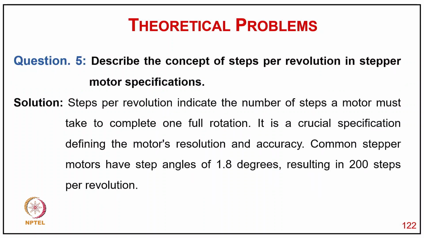Now question 5, describe the concept of steps per revolution in stepper motor specification. The steps per revolution indicate the number of steps a motor must take to complete one full rotation. It is a crucial specification defining the motor resolution and accuracy. The common stepper motor has a step angle of 1.8 degrees, resulting in 200 steps per revolution.